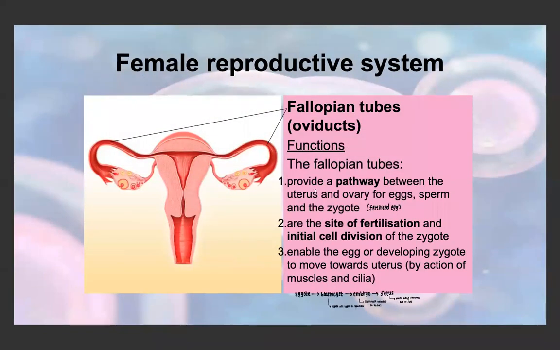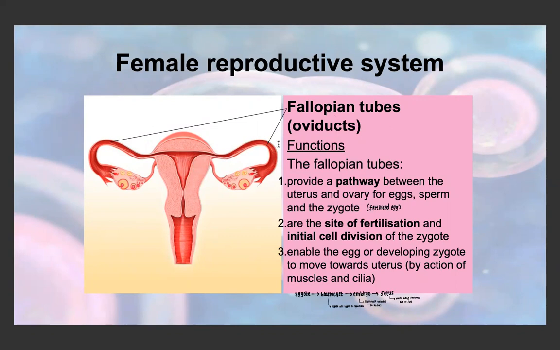The function of the fallopian tube is obviously to provide a pathway between the uterus and the ovary for the egg, sperm and the zygote. So the egg would move along here, the sperm would be ejected into the vaginal canal, would swim up the uterus and into the fallopian tube, and usually fertilization will occur somewhere here in the fallopian tube. Once fertilization has occurred, it is now a zygote, which then moves along the fallopian tube towards the uterus, and if everything goes well, implants itself in the uterine wall.